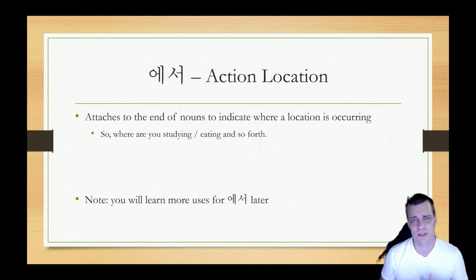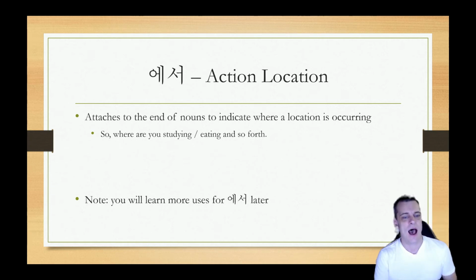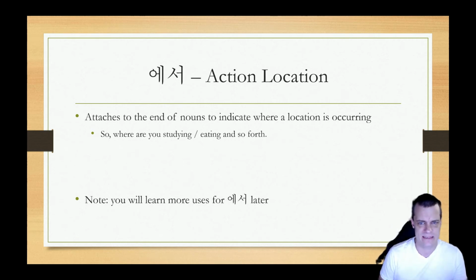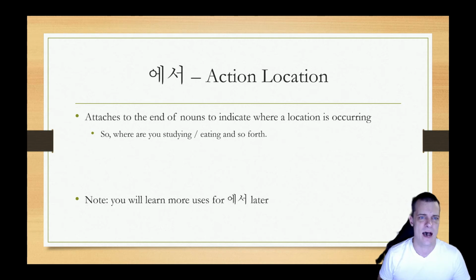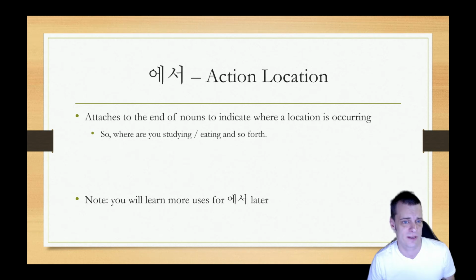So this is a particle, so it attaches to the end of nouns like all the other particles. And it indicates where the verb or action is actually occurring. For example, where you're studying, where you're eating, where you're doing all these sort of things. Now note, there are a lot of other uses and other cases for eso to be used. We'll cover these later, but at the moment I'm just introducing its use as the designator or flag to indicate where an action's occurring.